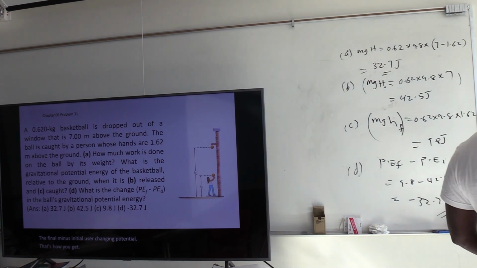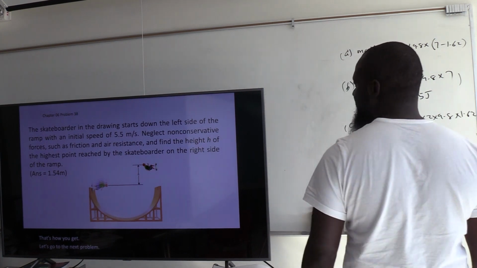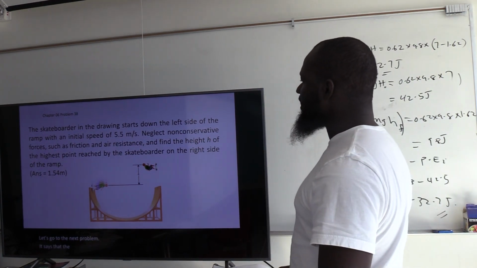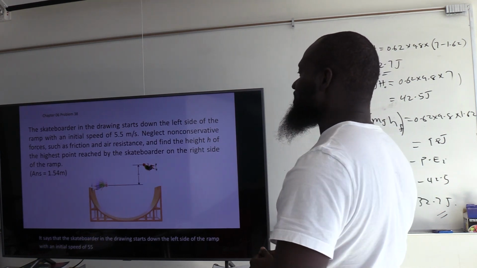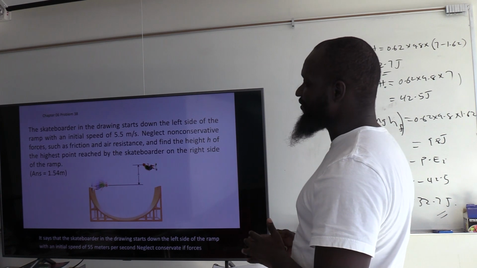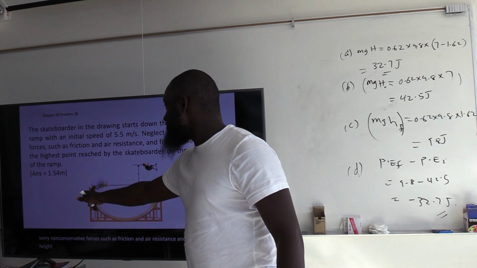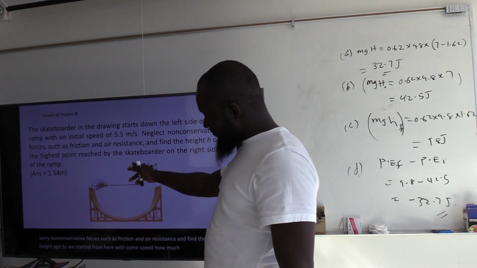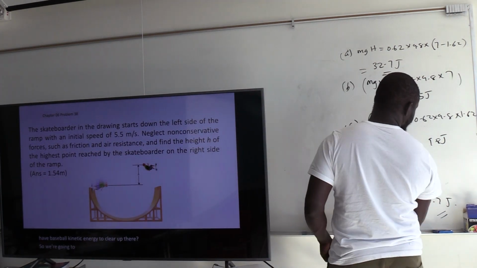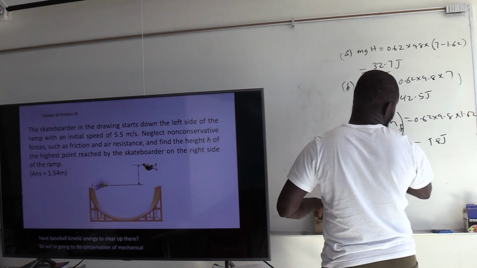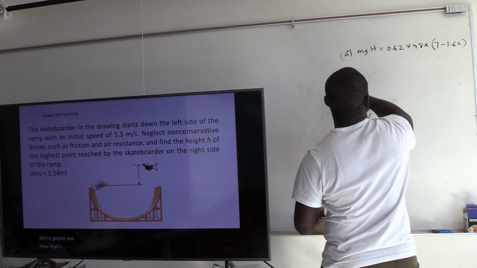Let's go to the next problem. It says the skateboarder in the drawing starts down the left side of the ramp with an initial speed of 5.5 meters per second. Neglect non-conservative forces such as friction and air resistance, and find the height h. So he started from here with some speed. How much height will he have based on the kinetic energy to clear up there? So we're going to do conservation of mechanical energy for this problem. We're going to see how that's going to help us right now.